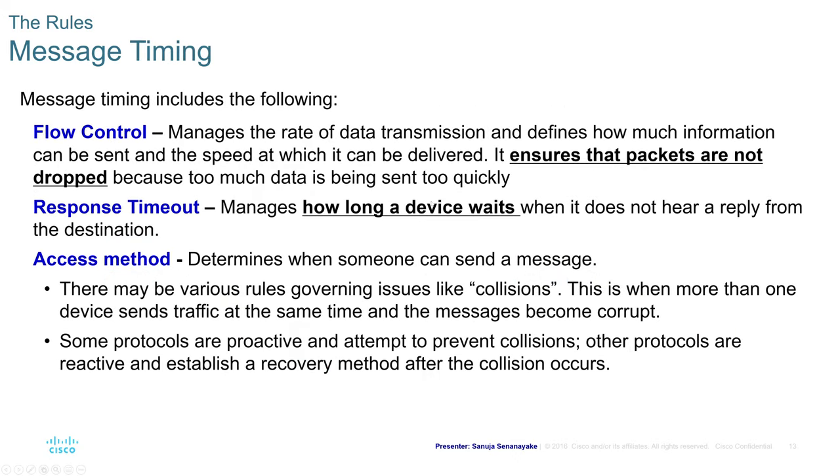The message timing includes the following: flow control, response timeout, and access method. Flow control manages the rate of data transmission and defines how much information can be sent and the speed at which it can be delivered. It ensures that packets are not dropped because too much data is being sent too quickly.